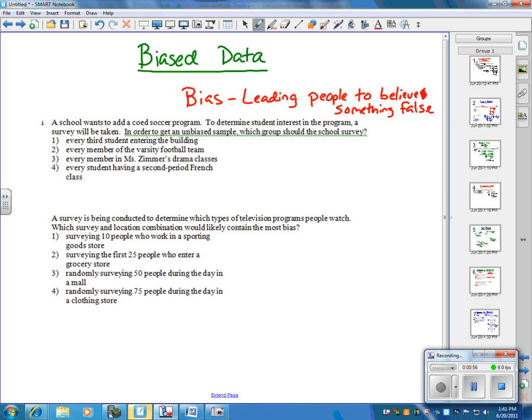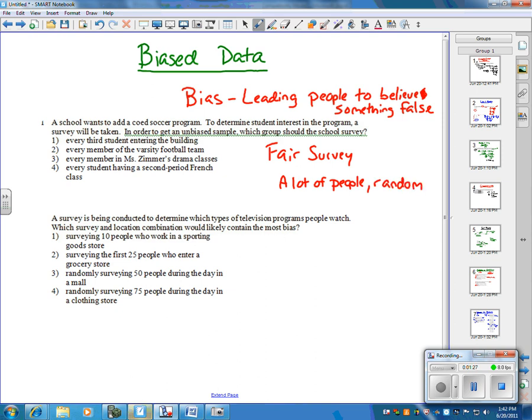like. So for the first question, it says a school wants to add a co-ed soccer program, and they want to find out student interest. They give a survey. In order to get an unbiased sample, which group should they survey? So with a survey, a fair survey, for a survey to be fair, it should have a lot of people, and it should be random.